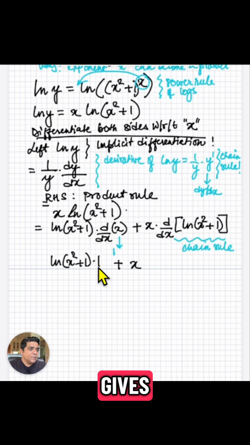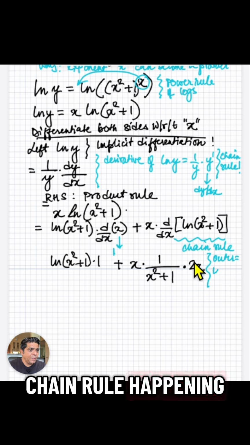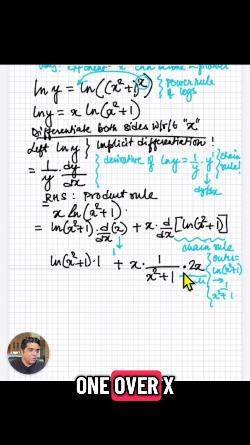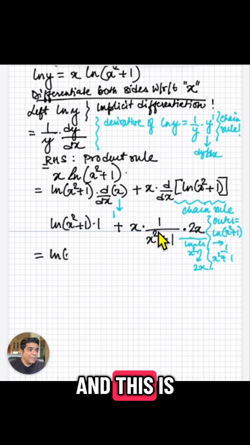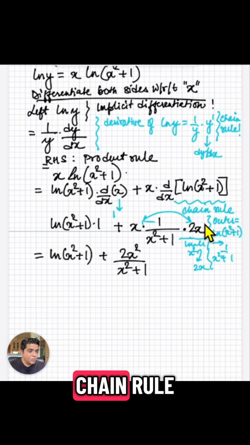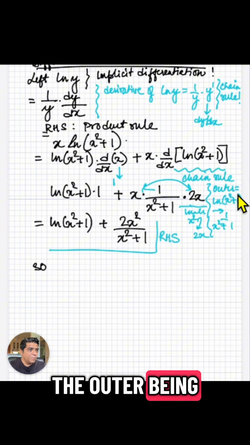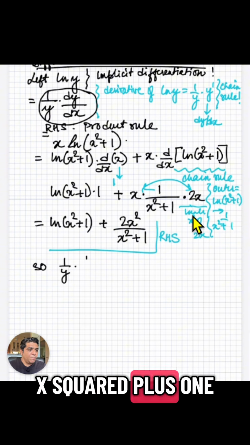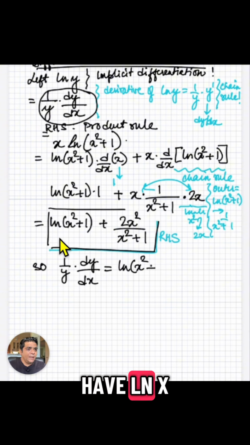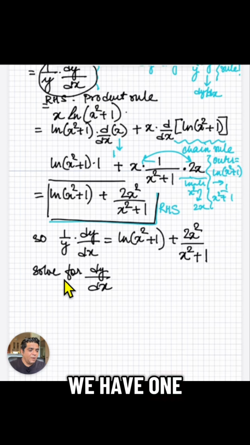Okay, so this gives us 1, and on the right hand side we have a chain rule happening. So the derivative of ln of x squared plus 1 is 1 over x squared plus 1, times 2x. When you apply the chain rule, the derivative of the inner function x squared plus 1 is 2x, with the outer being the ln. So now we have ln of x squared plus 1, plus 2x squared over x squared plus 1, which is the right hand side. On the left we have 1 over y though.